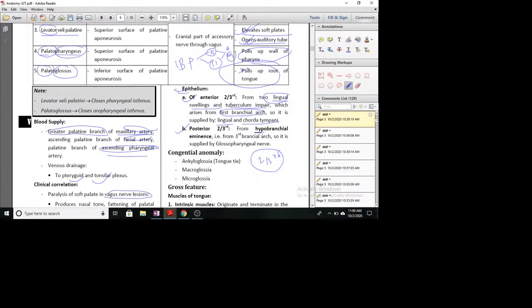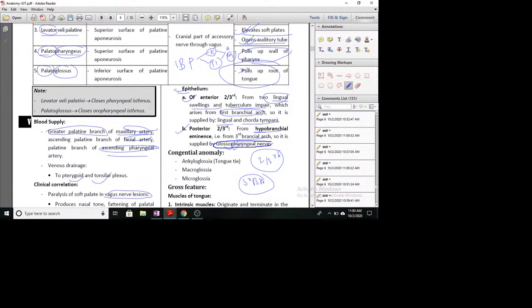Hypo means below, brachial eminence. Hypobrachial eminence is from the third brachial arch. The important thing to remember is hypobrachial eminence and third brachial arch. Therefore, it is supplied with the glossopharyngeal nerve.